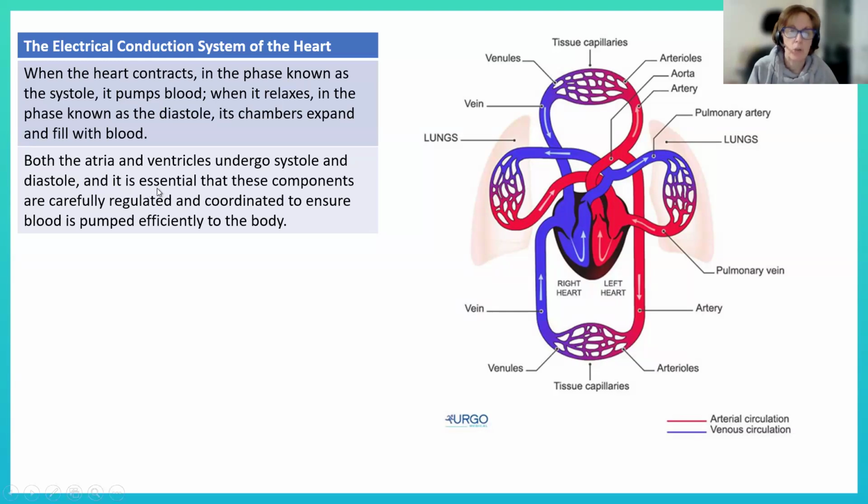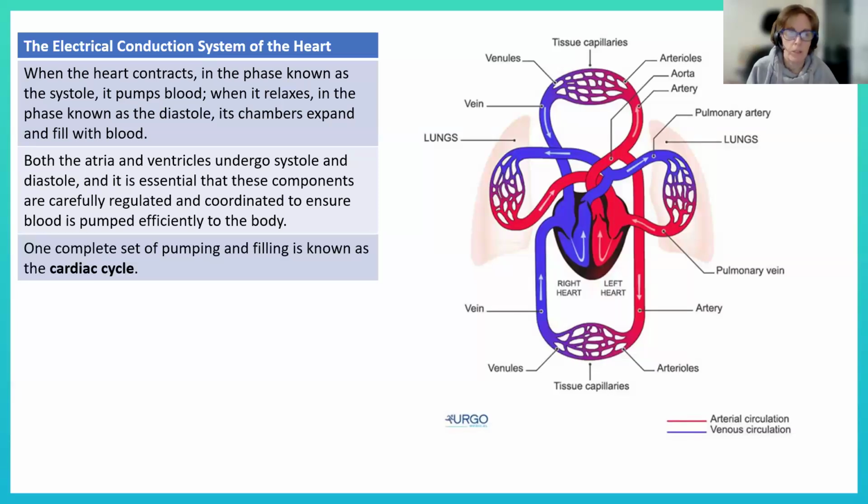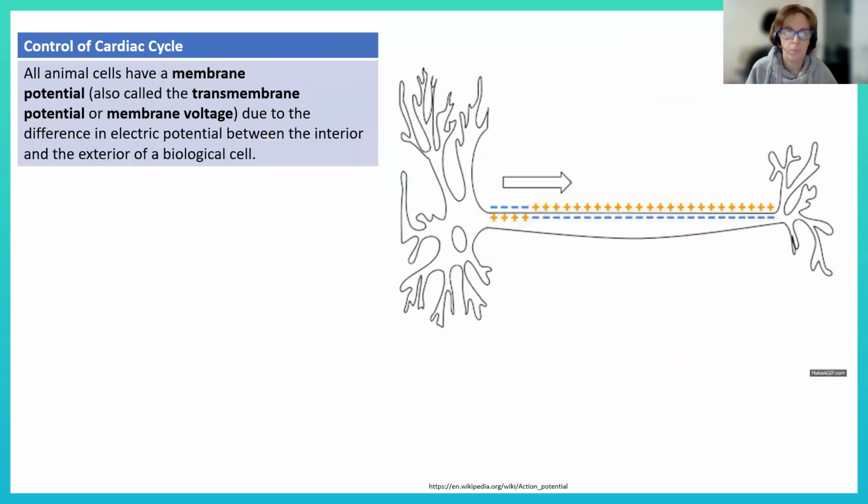So it's essential that these components are carefully regulated and coordinated to ensure that the blood is pumped efficiently around the body. So a complete set of pumping and filling. So diastole, the heart fills with blood. Systole, it pumps. That complete filling and squeezing out of the blood is called the cardiac cycle.